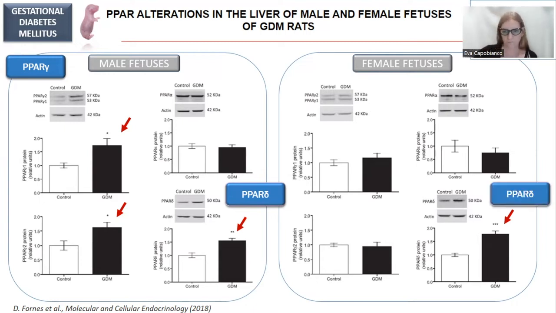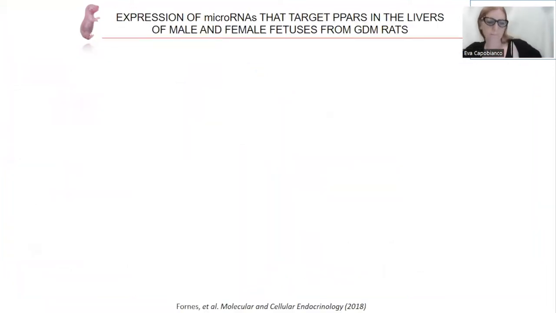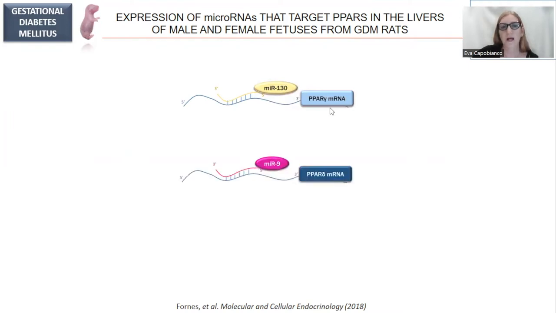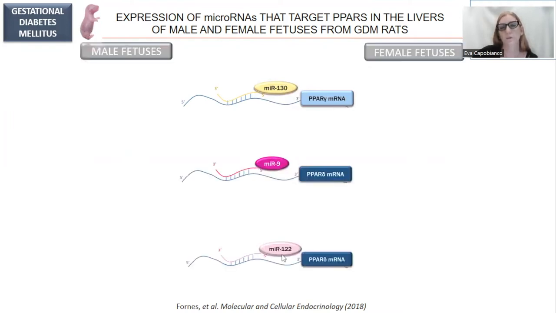So the observed increases in PPAR gamma and PPAR delta in the liver of male and female fetuses prompted us to study the expression of microRNAs that target and negatively regulate the expression of those PPARs. So we studied the expression of MIR130 that targets PPAR gamma, and the expression of MIR9 and MIR122 that target PPAR delta.